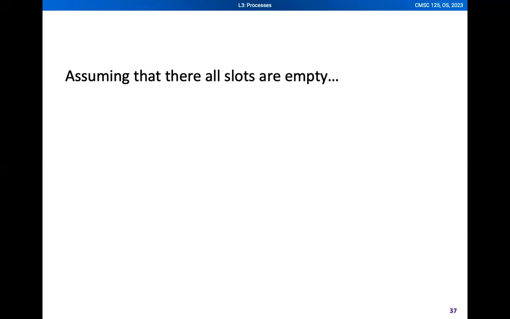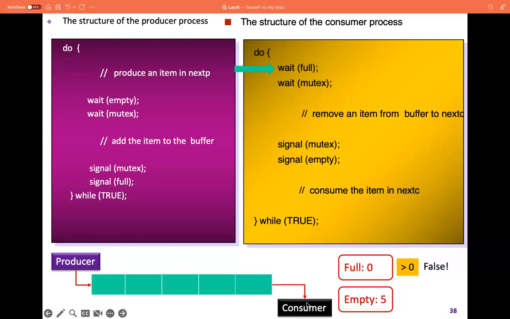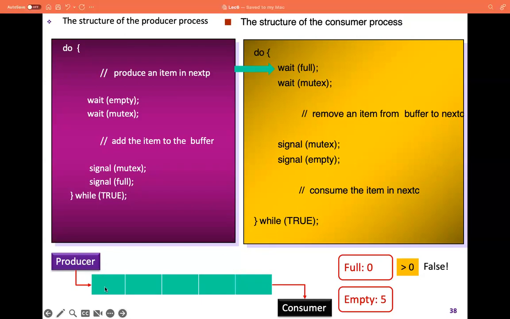So assuming that all slots are empty. Okay, all of the slots are empty. So, the consumer wants to grab a certain data, and it checks if the full is greater than 0. Okay, so it must wait for the full variable, and it results in false. Okay, because the consumer cannot grab any data because essentially these are all empty. So it has to wait until the producer gets to add an item into the buffer. Okay.